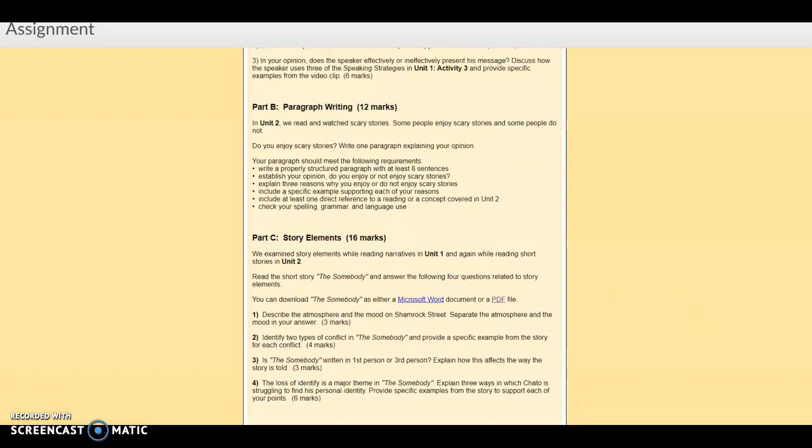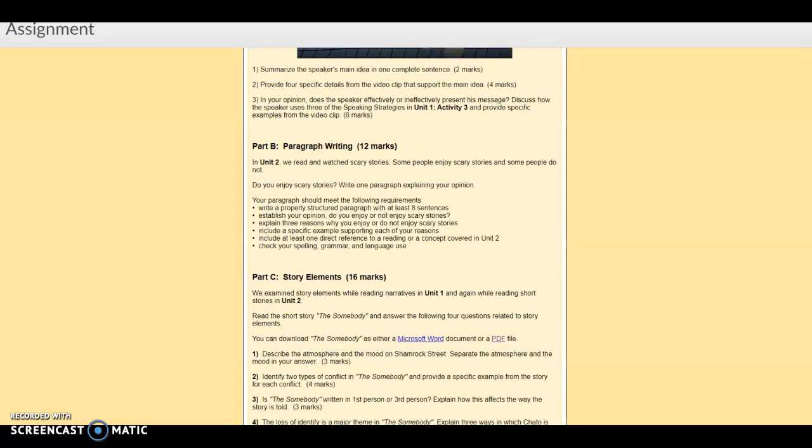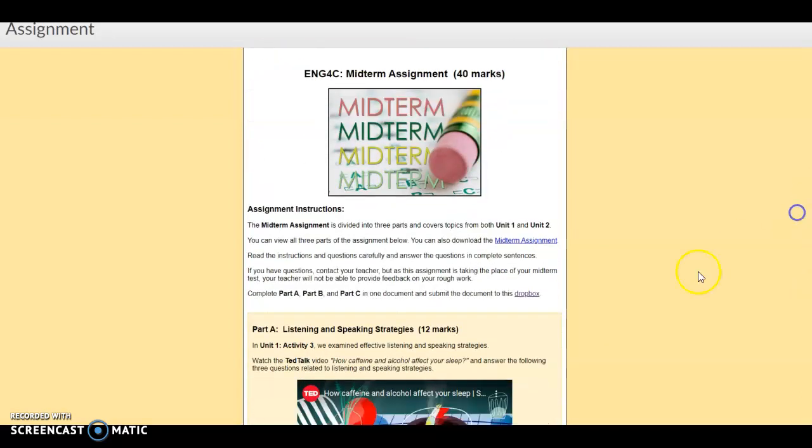Once you've answered the questions and completed Part A, Part B, and Part C, go right back up to the drop box here, and you can submit your document with your answers. If you have any questions, please let me know.